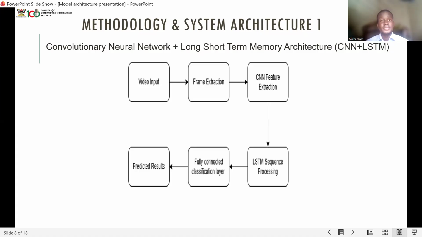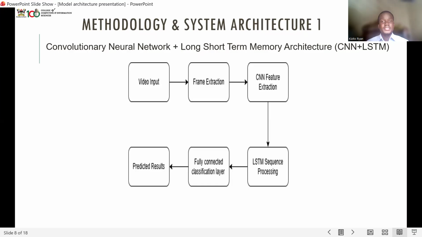And when it comes to frame extraction, at this stage, from our video, we are going to randomly extract image frames, but we are going to extract a fixed number of frames per video so that all the inputs into our model are of the same size. And this is important because it ensures that the neural network receives consistent input during training.